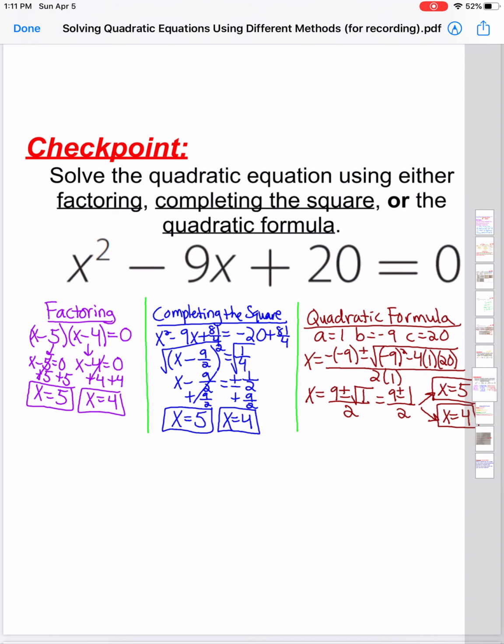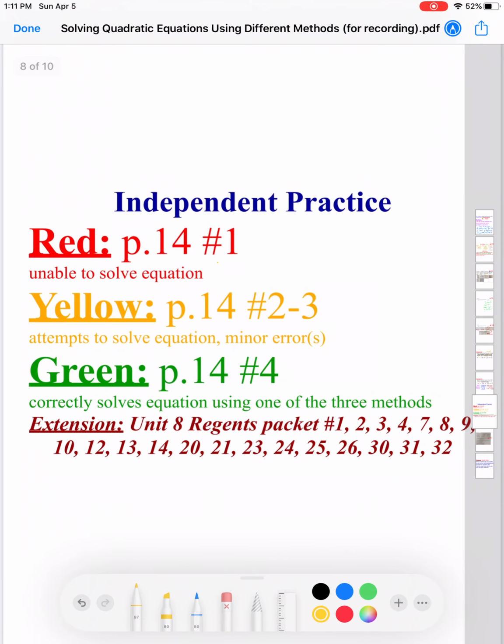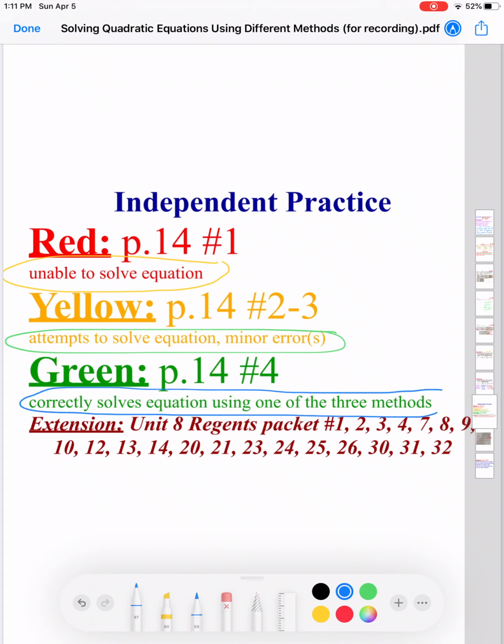Okay, so as we get into our independent practice, I want you to think about if you were not able to solve this equation, you weren't even really quite sure which method to pick, and you really couldn't get started with an equation, I want you to start in red. If you maybe picked one of the methods and you tried to solve, but you made some sort of minor error along the way, please start with yellow. And if you were correctly able to choose one of those methods and solve, I'd like you to start in green. You'll notice that all of these questions are on page 14.